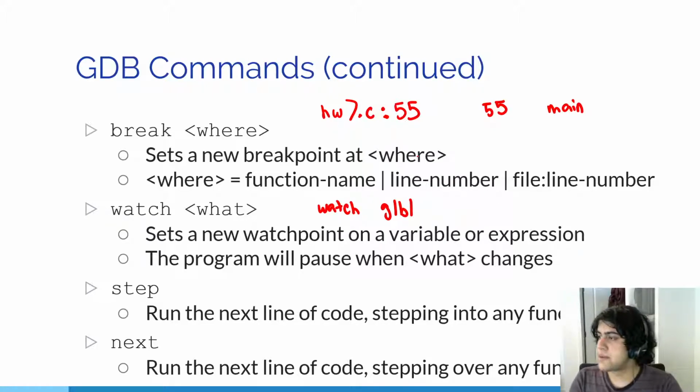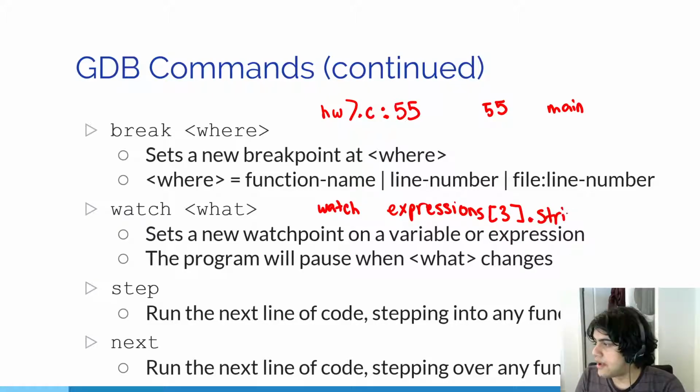We can also set it on an expression. So if I had a global array of structs, let's say a global array called expressions, I could do watch expressions 3, and then if that struct had a member called string, I could do that. And basically whenever the value of this changes, GDB will alert you and pause the program. Okay, so that brings us to the next, more debuggy commands.